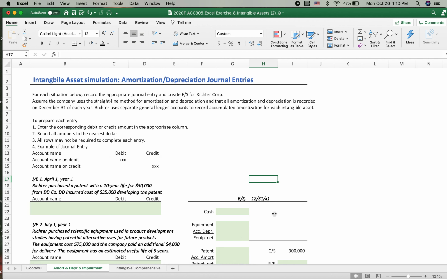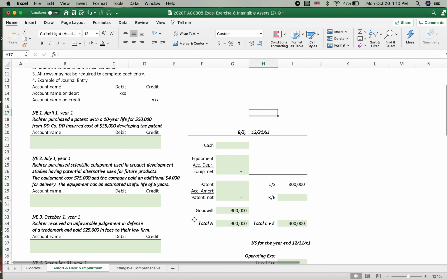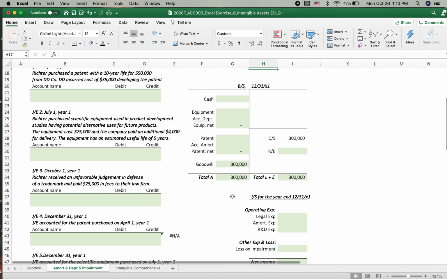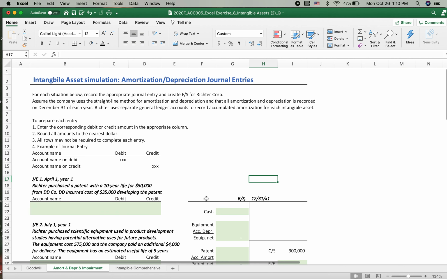Hello students, now let's practice intangible asset simulation, focusing on the amortization and depreciation journal entries, and we'll complete the construction of the balance sheet and income statements for December 31st, year 1. For each situation below, record the appropriate journal entry and create financial statements for Richter Corporation.